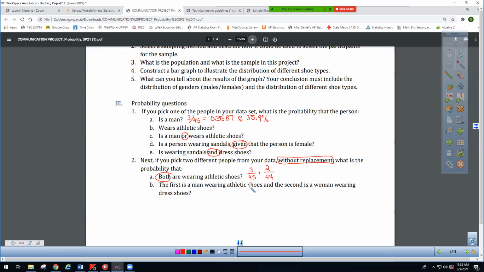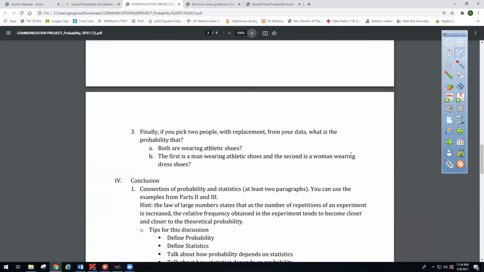The first man is wearing athletic shoes, and the second woman is wearing a dress. Remember, this is the and, so you're going to multiply. The first man is wearing athletic shoes. Let's just say that is 7 out of 45. And the woman is wearing dress shoes. Well, now you don't have 45. Now you have 44. And how many women are there? Well, there's 9. This is based on your table. But remember that it's without replacement, so your totals change. You're going to have 1 less on the second one. Okay, let's go to the next one here.